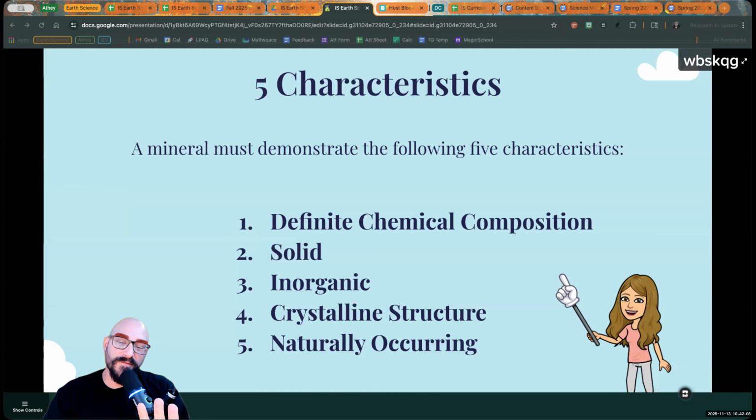Remember, there's 5 characteristics that have to be true. It has to have a definite chemical composition, so specific atoms bonded together in specific ways. It has to be a solid, so it can't be a liquid or a gas. It has to be inorganic, no carbon. It has to have a crystalline structure, which means those atoms are rigid in specific shapes when I get to the atomic level. And it has to occur naturally.